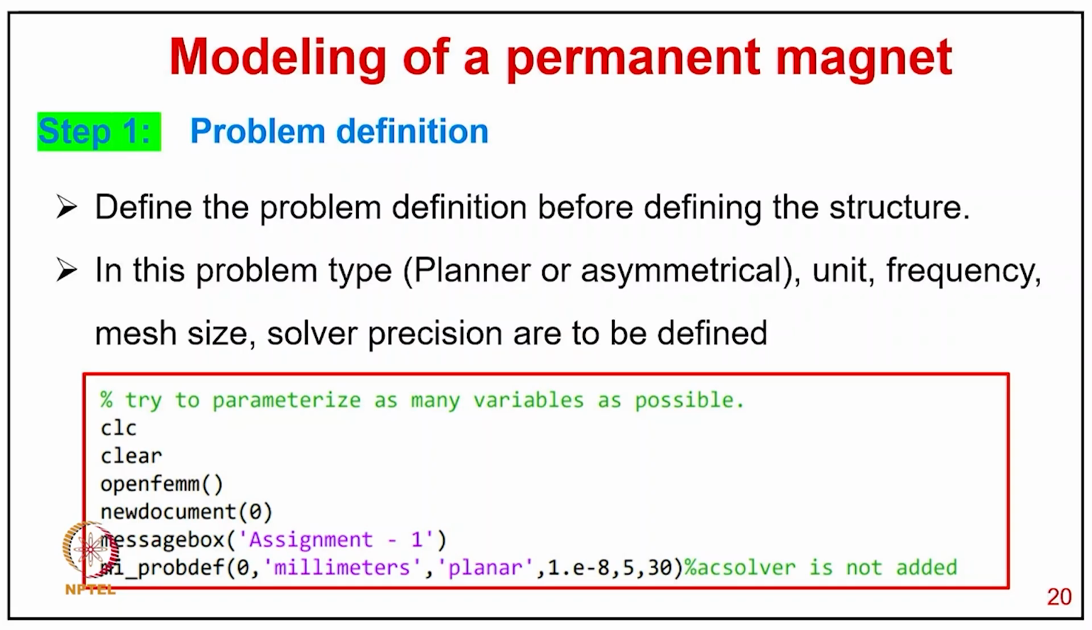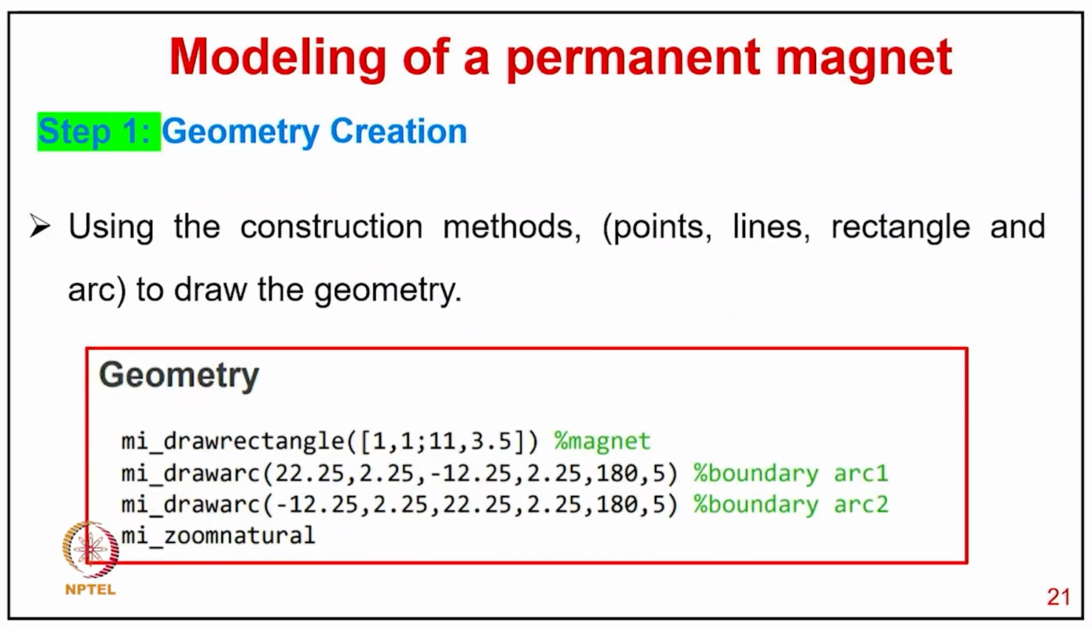Now, new document and message box, assignment 1, and my problem definition 0, millimeters, planar, and 1.e-8, 30, and percentage AC solver is not added. So now, typically using the construction methods, point, line, rectangle and arc, to draw the geometry.